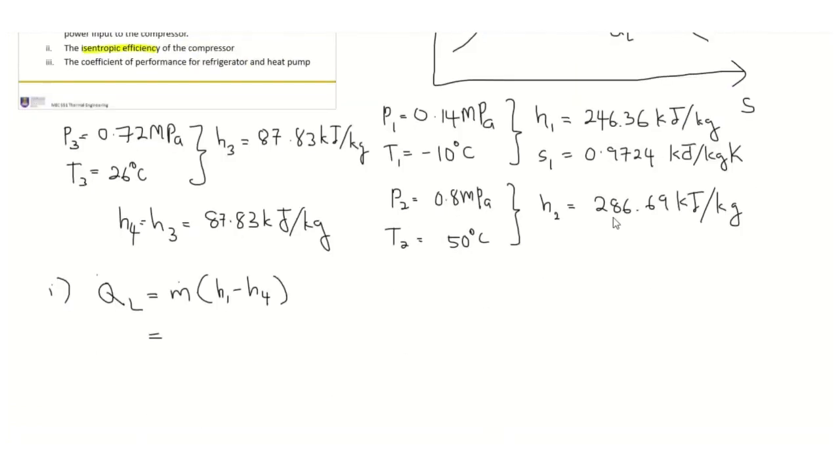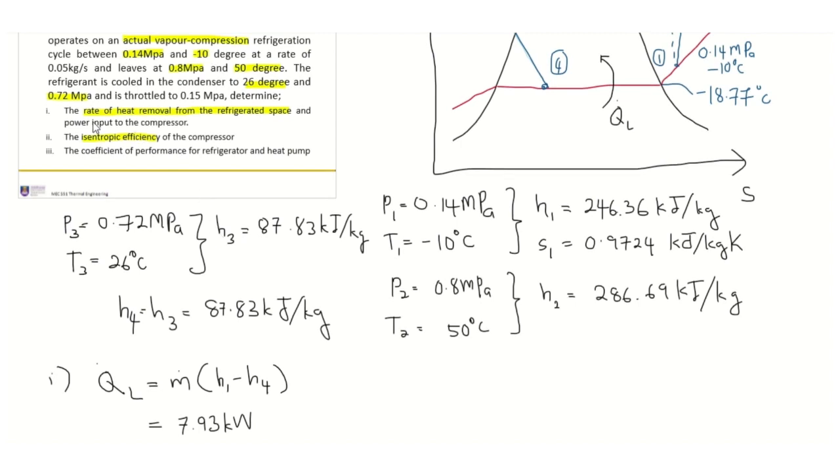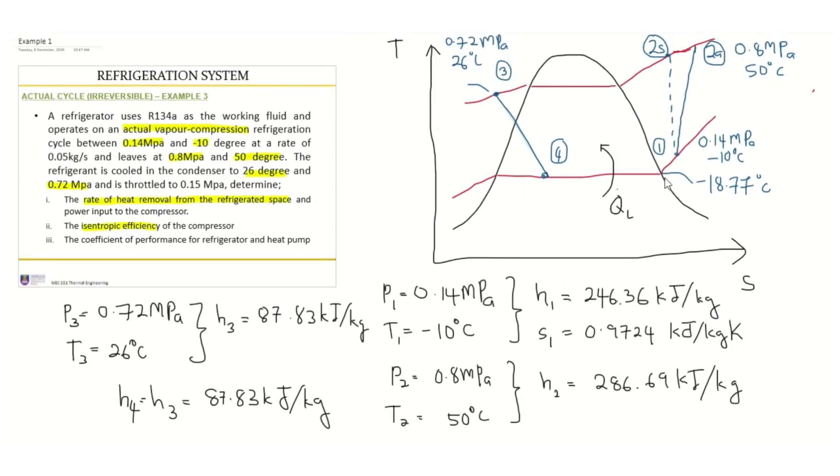So you put in all the values, and what you get is 7.93 kilowatt. So that is the rate of heat removal from the refrigerated space. Okay, we put a box here. Here you're going to have what we call a cooling coil. The box at its initial state is at room temperature, and due to the difference of temperatures, the heat from the box will go towards the cooling coil. So it's actually a refrigerated space.